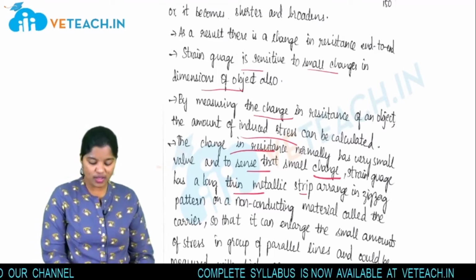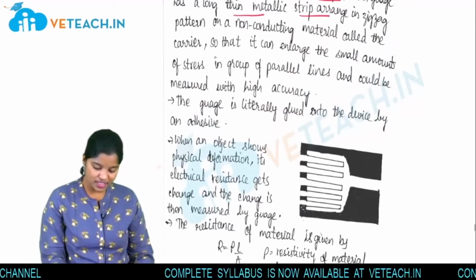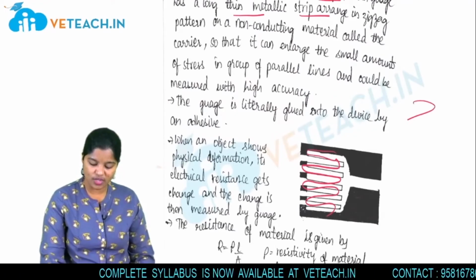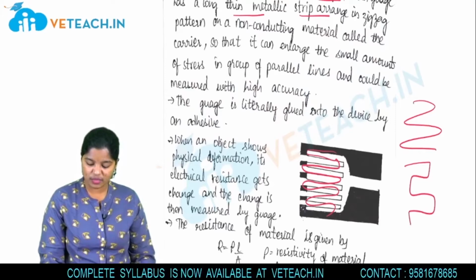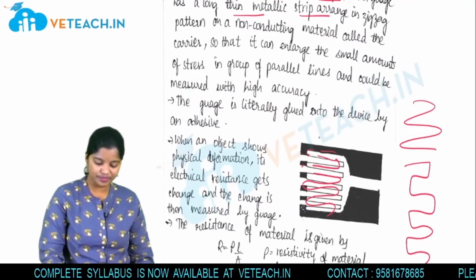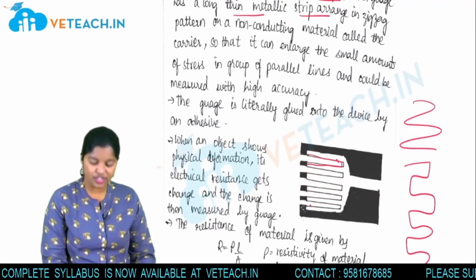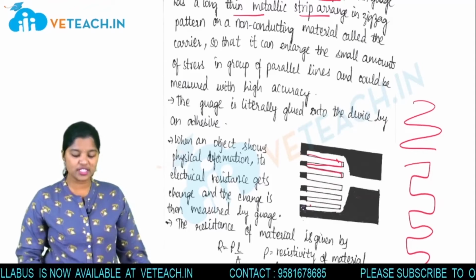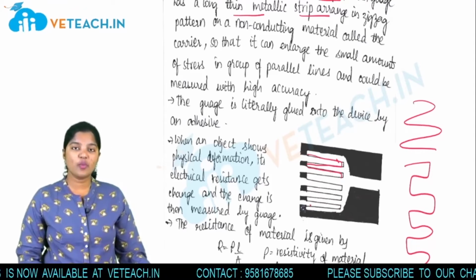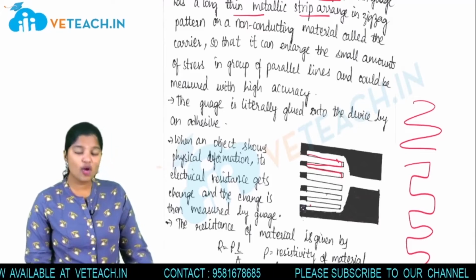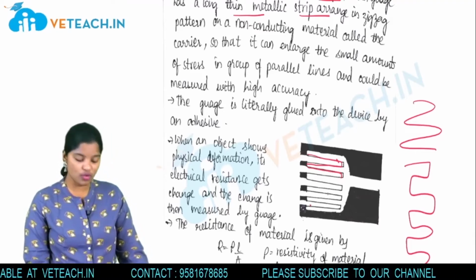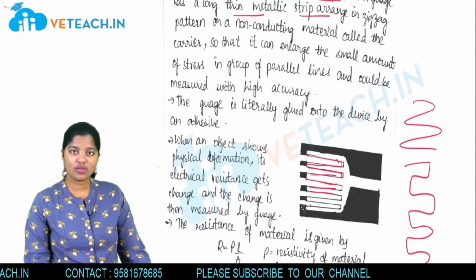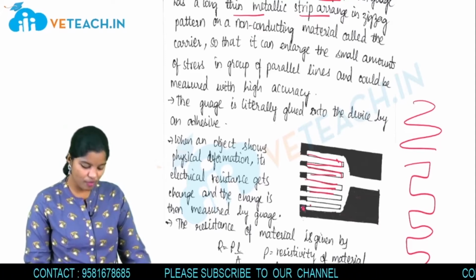A strain gauge has a long thin bimetallic strip. See here, it is a small thin metallic strip which is arranged in a zigzag manner. What is zigzag? Zigzag manner is nothing but this. This is a zigzag manner. So the metallic strip is arranged in a zigzag manner. This is a non-conducting material and can enlarge by a small amount. Each can elongate or enlarge for even a very small stress. These are arranged in the form of parallel lines.